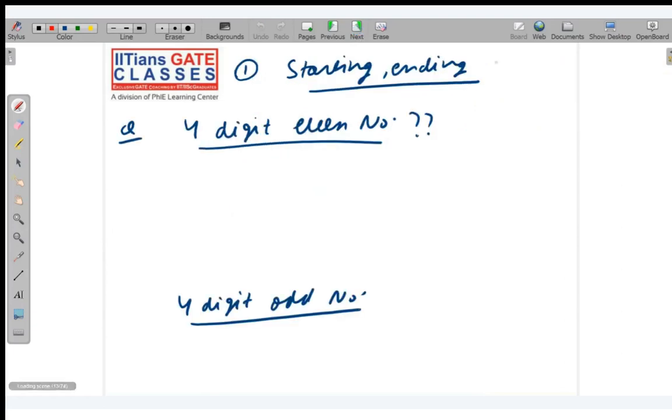Next, the first type of constraint is starting and ending. For example, say 4-digit even numbers. How many 4-digit even numbers are possible? That is the question. This type of question has been asked in GATE many times. With even numbers, by default we will take repetition into consideration. Why? Because see, this is a 4-digit number. Who is saying that this is not a 4-digit number? So obviously we will consider unlimited repetition. This is the way you will identify it in the GATE exam.